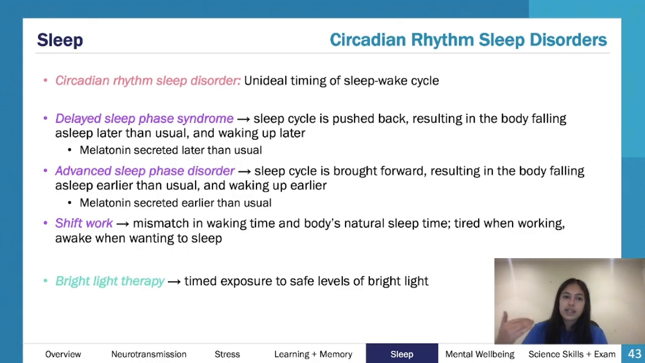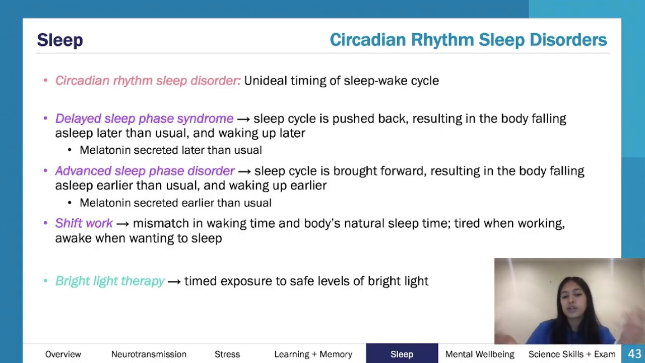Bright light therapy is used to sort of counteract this or help circadian rhythm sleep disorders because it affects that release of melatonin. So if you've got a delayed sleep phase syndrome, you want to fall asleep later, and so you want to wake up later. So you're going to use bright light earlier in the day. By using your bright light earlier in the day, it's basically forcing you to be awake early.